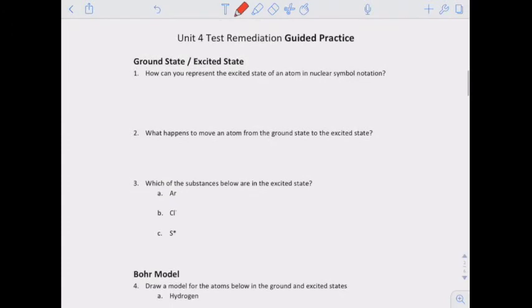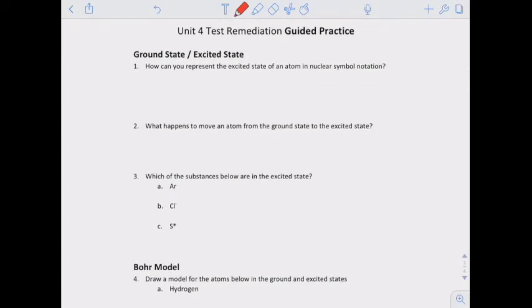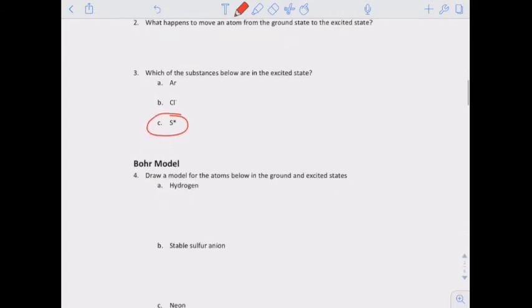Looking at ground state and excited state electrons, it says how can you represent the excited state of an atom in nuclear symbol notation. So if we look at a hydrogen, we'll say that it's hydrogen 1. If we put a star beside it, we say that it's in an excited state. What happens to move an atom from a ground state to excited state? It has to absorb some type of energy. Which of the substances below are in an excited state? We see that that sulfur atom is in an excited state.